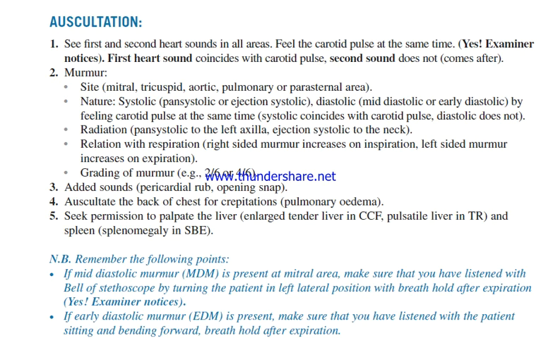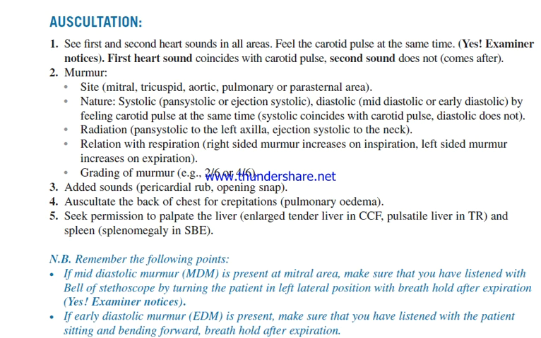Murmur. Site: mitral, tricuspid, aortic, pulmonary or parasternal area. Nature: is it systolic, that is pansystolic or ejection systolic, or diastolic, mid diastolic or early diastolic, by feeling the carotid pulse at the same time. Systolic coincides with the carotid pulse, diastolic does not. Radiation: pansystolic to the left axilla, ejection systolic to the neck.